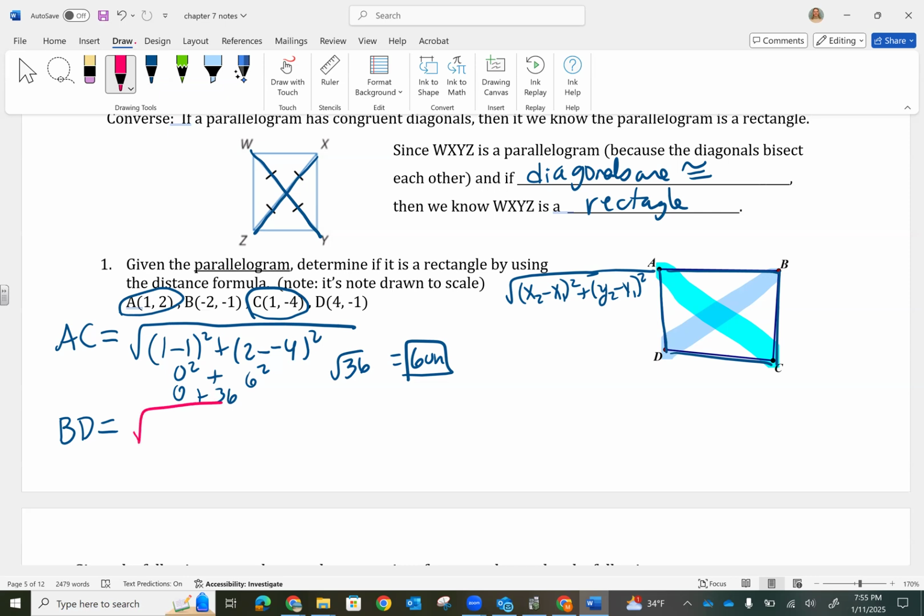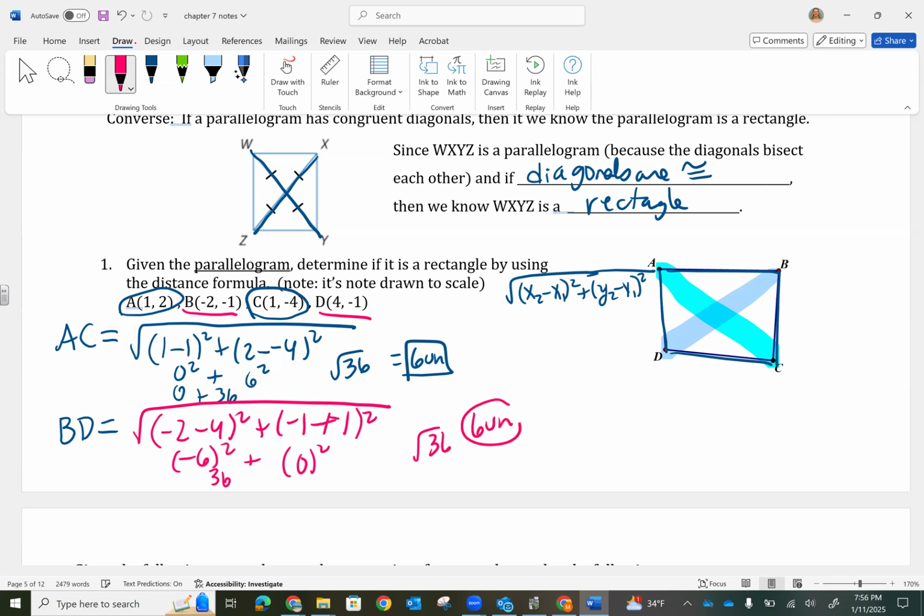And so let's find the distance from B to D. We're going to do -2 minus 4 squared, and -1 minus -1 squared. That's -6 squared, which is 36. And -1 plus 1 is 0 squared. So it's going to be the square root of 36, or 6 units. So yes, it's going to be a rectangle.